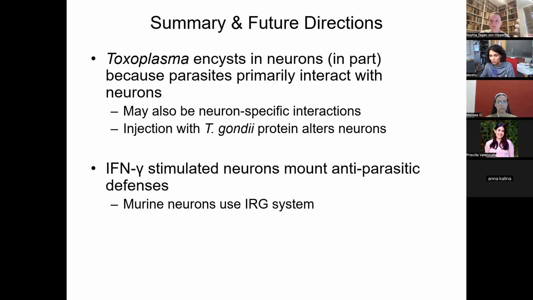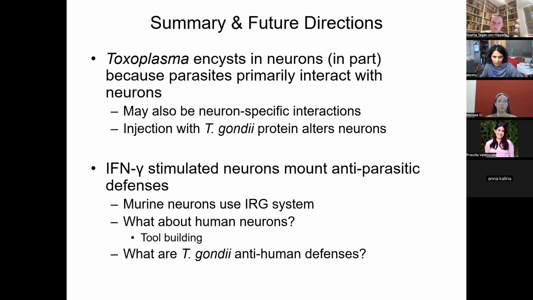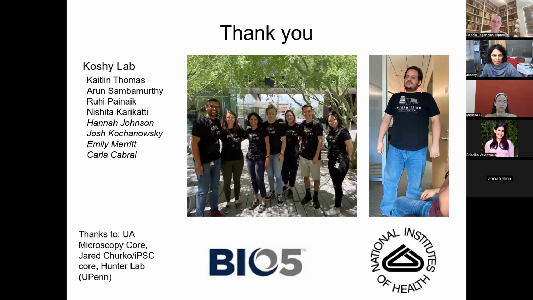The murine neuron system uses this IRG. All cells in a mouse use the same IRG system. There's some variants on it, but the basics are about the same. And human neurons, we don't know, because human cells use a lot of different mechanisms to control T. gondii, and it seems to be cell specific. So different cells use different mechanisms. And so we're in a tool building phase where we'd like to be able to understand exactly what our human neurons are doing. Yeah, and we're also tool building in terms of trying to prove that human neurons are actually clearing parasites. Okay, with that, I will stop.